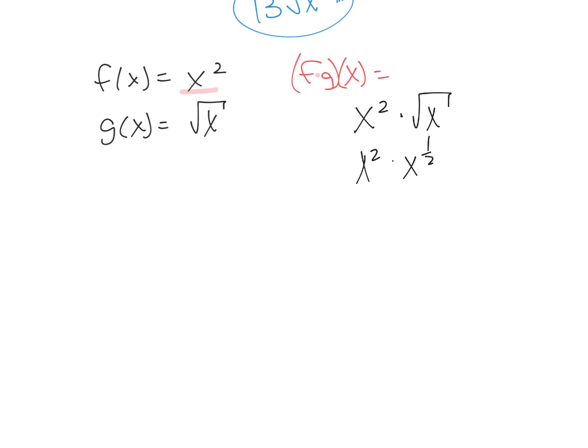These mean the same thing. And so when we have the same base and we're multiplying, we add our exponents. So we get x to 2 and 1/2, which is the same thing as x to 5 halves. And that is my answer.